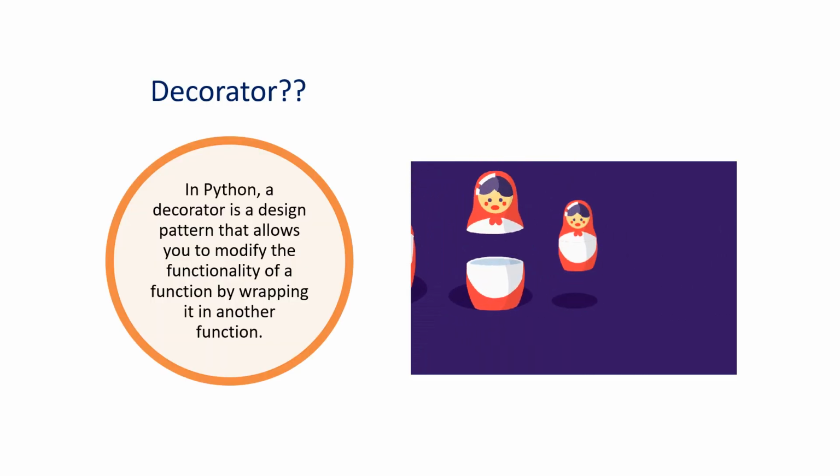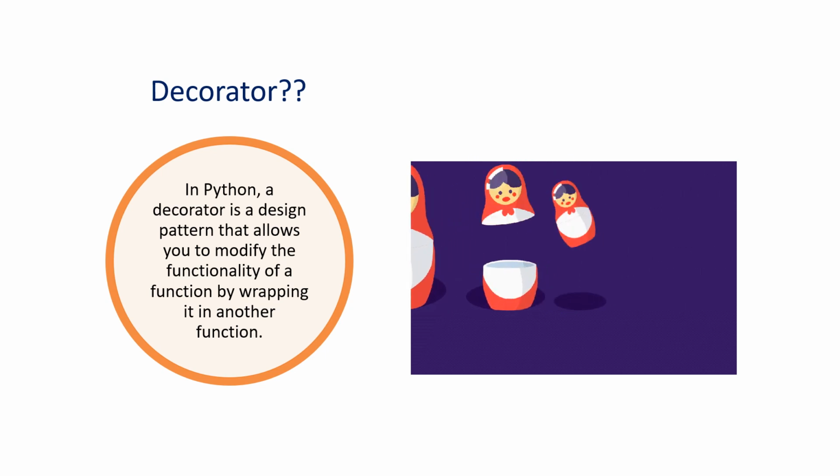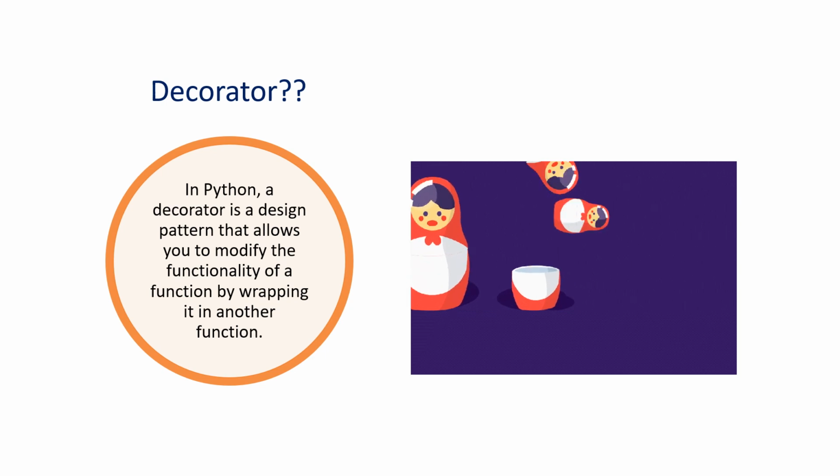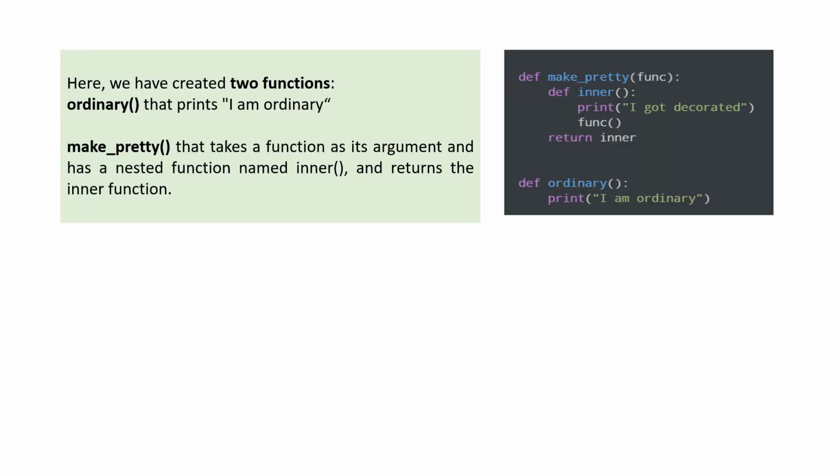In Python, a decorator is a design pattern that allows you to modify the functionality of a function by wrapping it in another function. To add some functionality to a particular function, these decorators are used. I'm going to explain these decorators using an example.